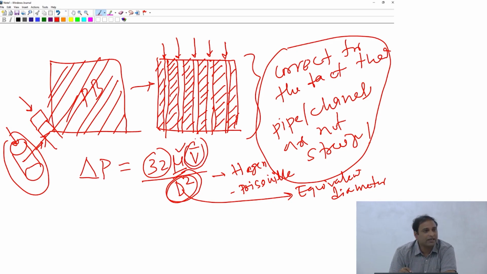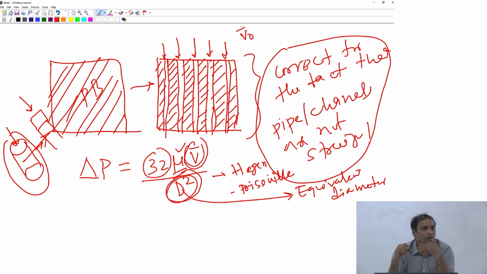And this V bar is the average velocity with which the liquid is flowing through the pipe. In the case of a packed bed, we said there's something called V naught bar, which is what is called the superficial velocity or the empty tower velocity.